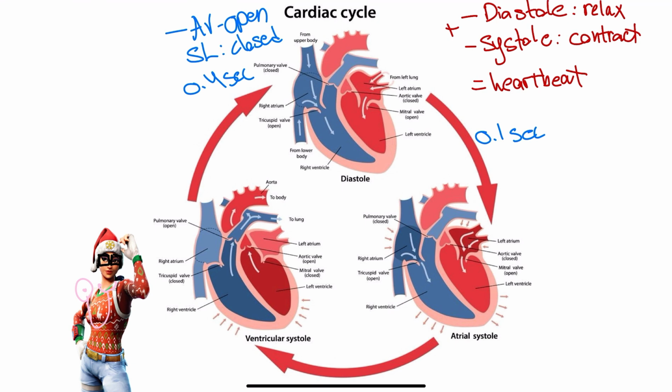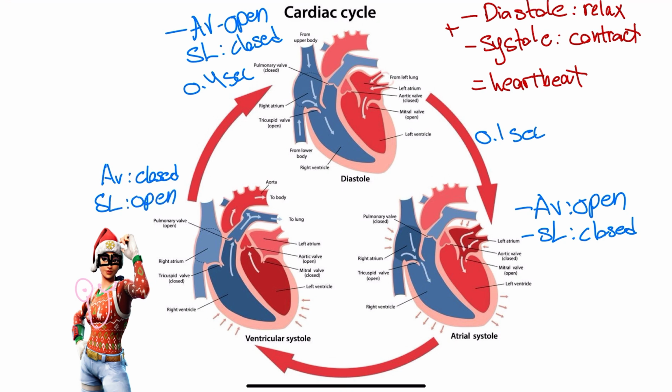And then finally, our last step is going to be the ventricular systole. So systole means contract, and it's ventricular, so the ventricles are going to contract. So in this specific one, over here, the AV valves are still open, and the semilunar valves are still closed. So it's the same. But in ventricular systole, the AV valve is closed, and the semilunar valve is open.